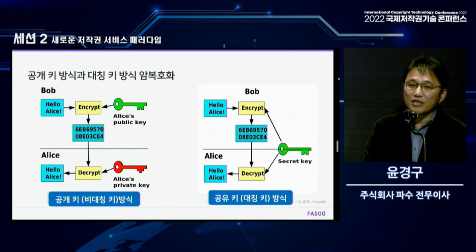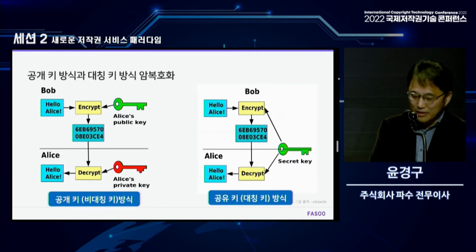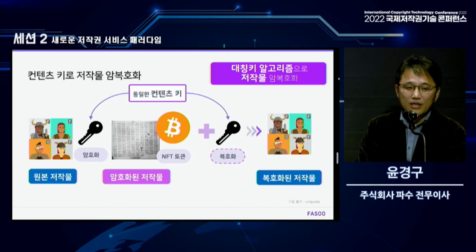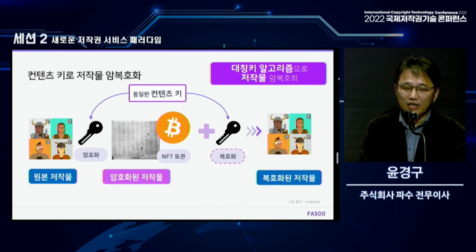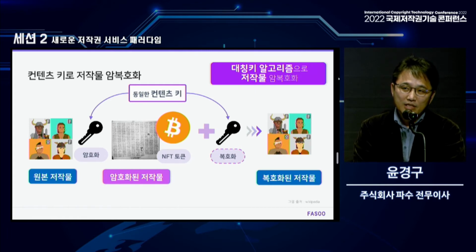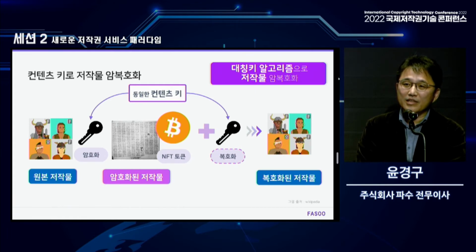A symmetric key is much faster compared to a public key, which is slow. When we say we encrypt and decrypt content, this is the approach and method we can use. The content itself contains a large amount of data, so it is very risky to use a public key to encrypt and decrypt it directly. So we use a symmetric key.